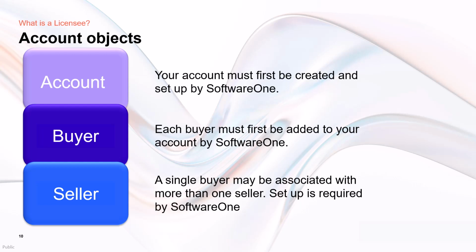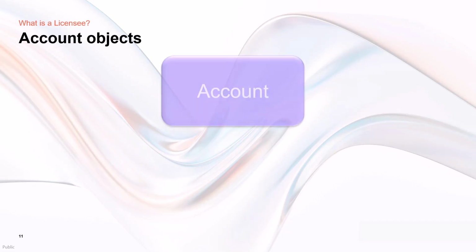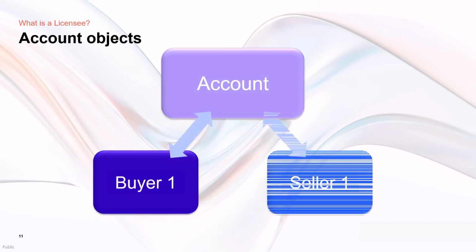Now that you are familiar with each of these objects, it is important to note that if you wish to add any new buyers or sellers to your account, this must first be done on the back end by SoftwareOne. Now that we have all the account objects we need, we can set up a licensee.